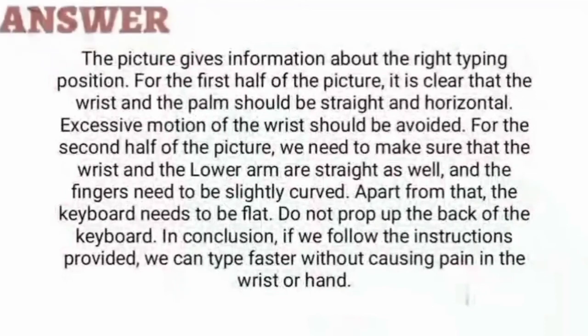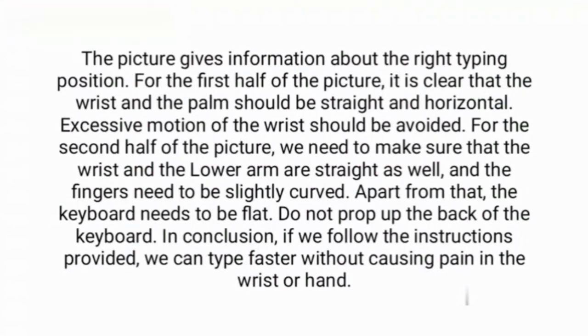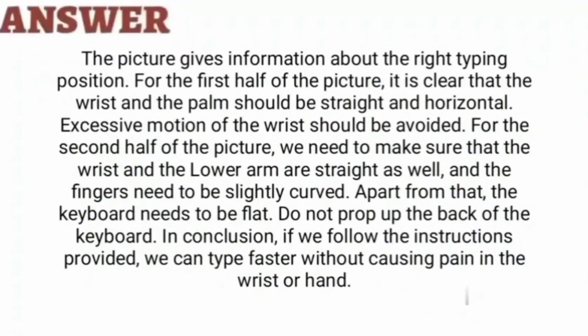The picture gives information about the right typing position. For the first half of the picture, it is clear that the wrist and the palm should be straight and horizontal. Excessive motion of the wrist should be avoided. For the second half of the picture, we need to make sure that the wrist and the lower arm are straight as well, and the fingers need to be slightly curved. Apart from that, the keyboard needs to be flat. Do not prop up the back of the keyboard. In conclusion, if we follow the instructions provided, we can type faster without causing pain in the wrist or hand.